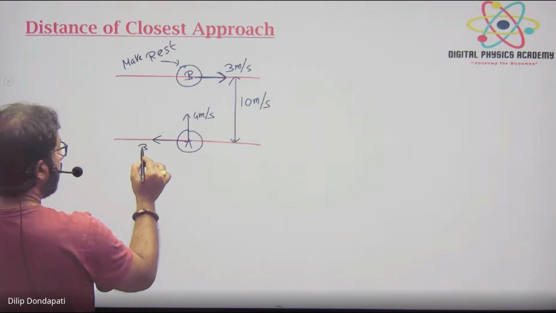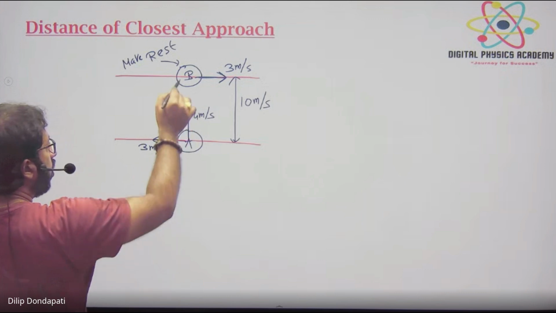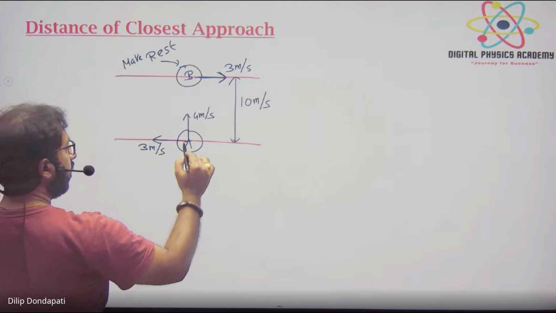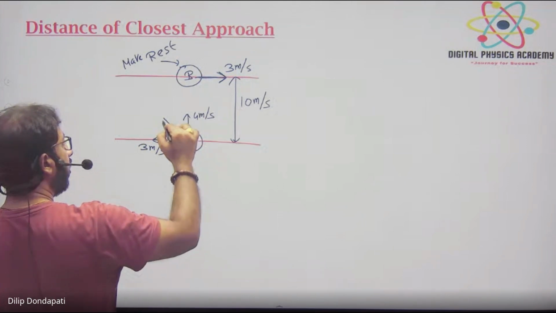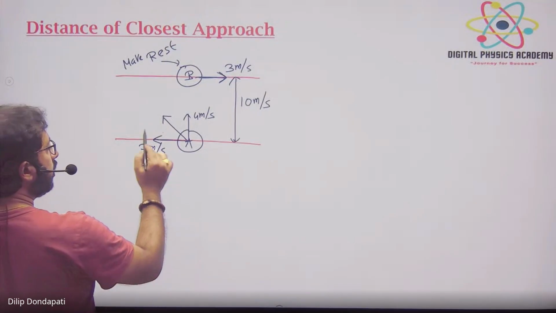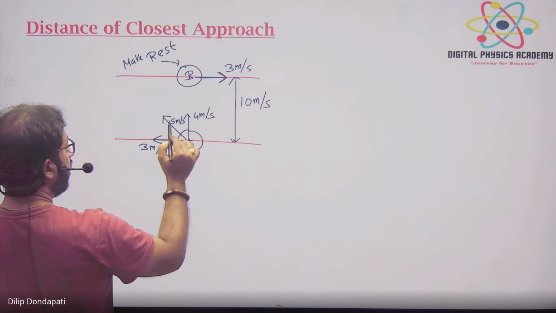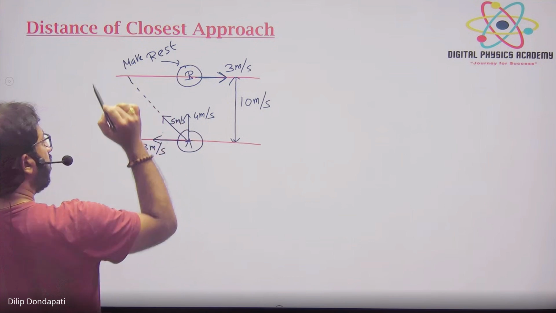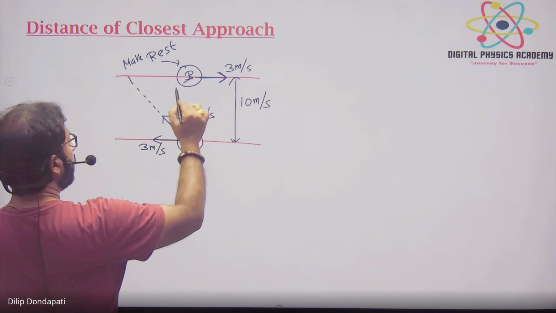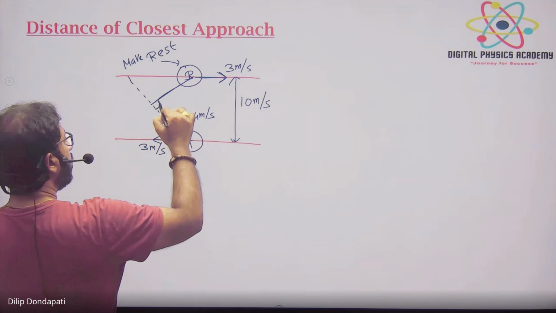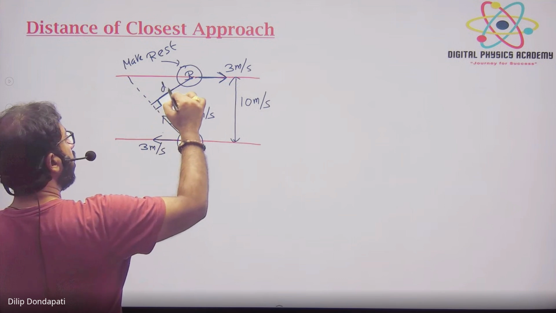So that is 3 meters per second. Now tell me, according to B, now it is at rest. Now in which direction is particle A going? This direction. And with how much speed? 5 meters per second. So it is going like this. So he is asking the shortest distance, meaning when you draw one perpendicular, this is the shortest distance. Our intention is to find D.